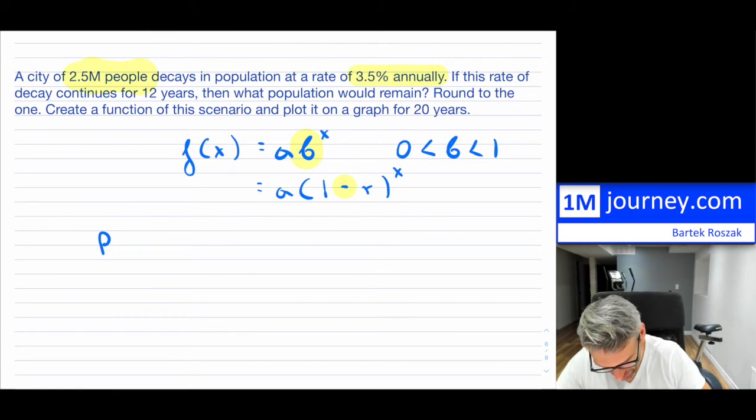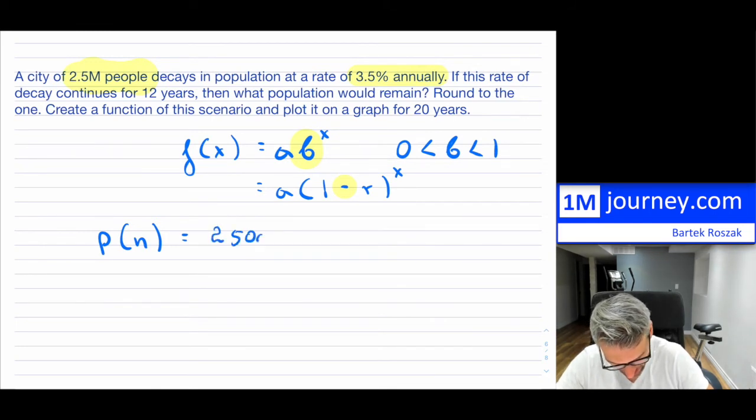So for this question, instead of using F, I'm going to use P again because it's population. So let's say P of N. My starting point is 2.5 million. Now, how you write it is up to you. I'm going to just write it in full so that it really stands out for us.